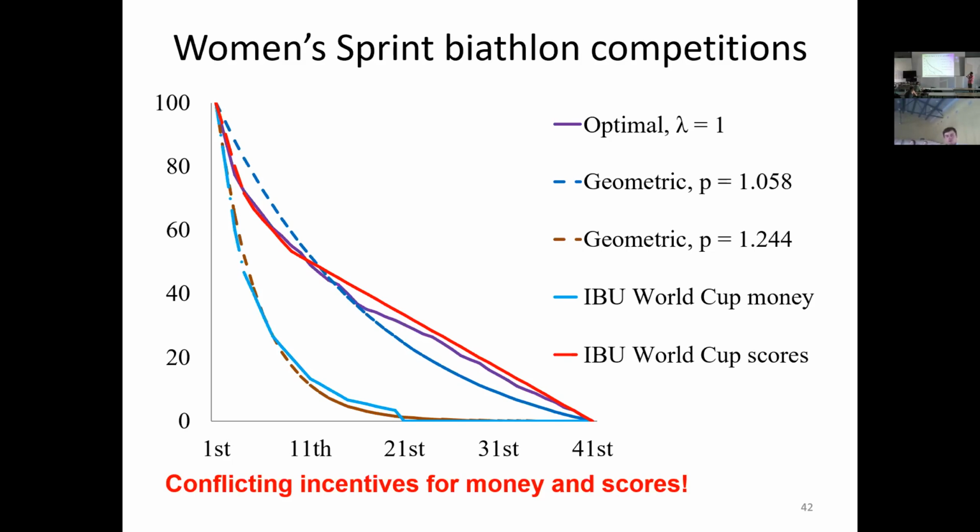And what we see is that the light blue line below can be approximated by a geometric sequence with parameter p equals 1.244, which means that they use approximately a geometric sequence for money. So it can help you avoid paradoxes, but leads to non-optimal scores. But the main problem here, we think, is the conflicting incentives between money and scores. So they somehow must choose one vector for both.